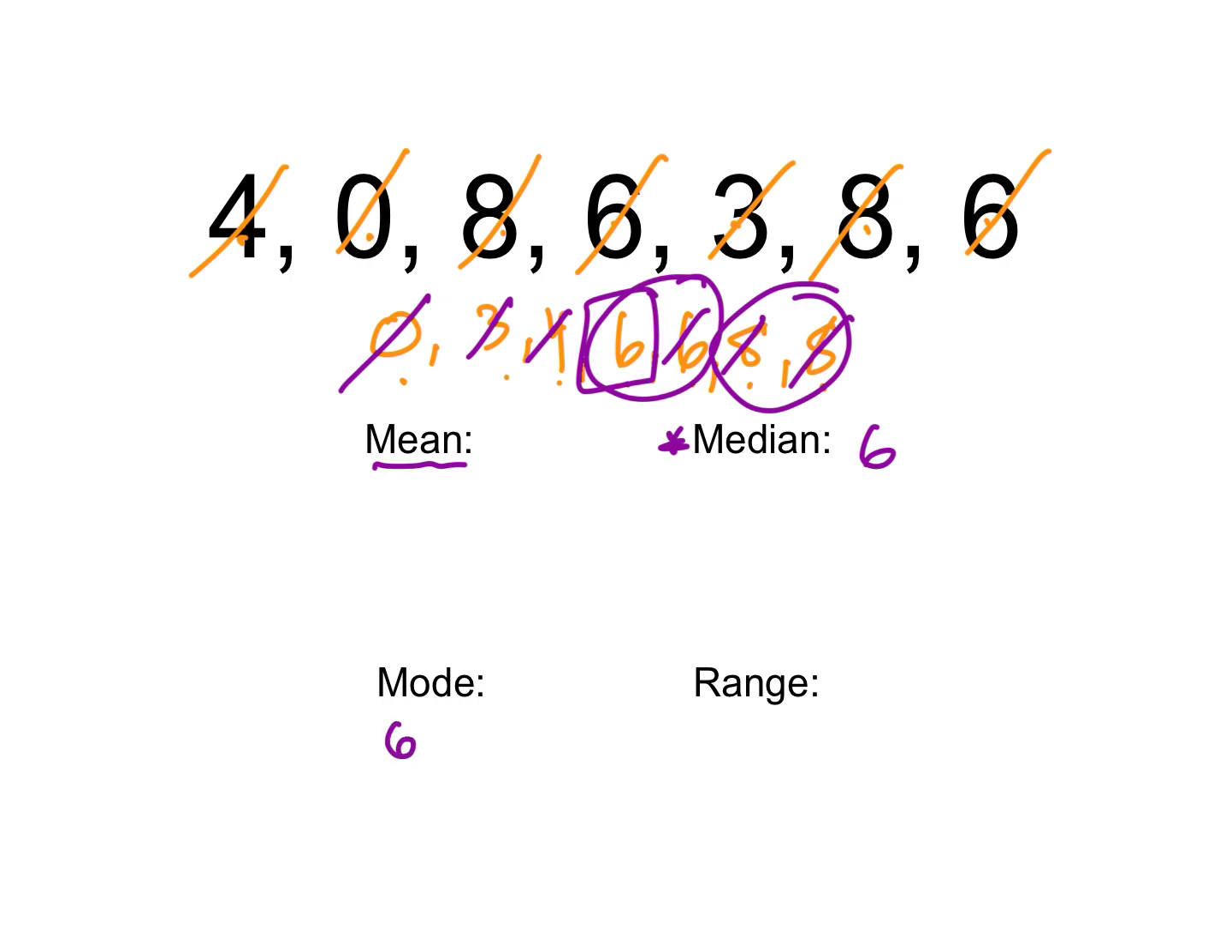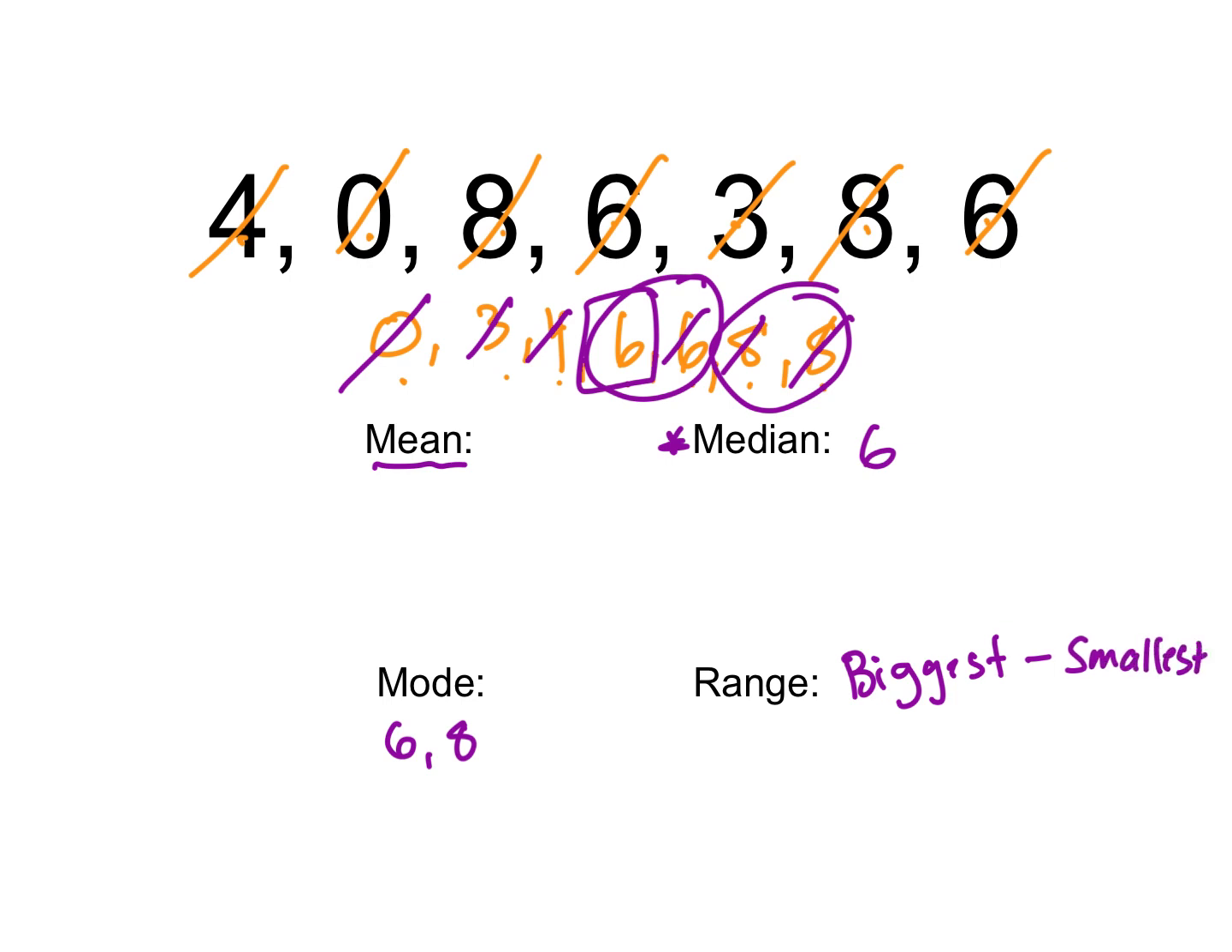So this is two modes, 6 and 8. But if every single number appears just once, then there is no mode. If there is a tie, but none of them are more than one, then there's no mode. Otherwise, we can have more than one mode. And range is the difference, or the distance, between your biggest number and your smallest number. You're going to take your biggest number and subtract your smallest number.